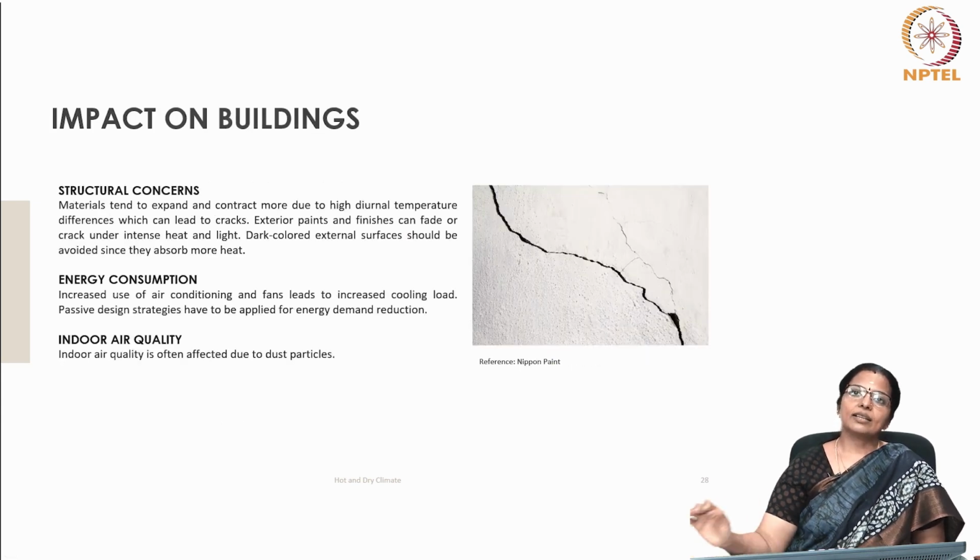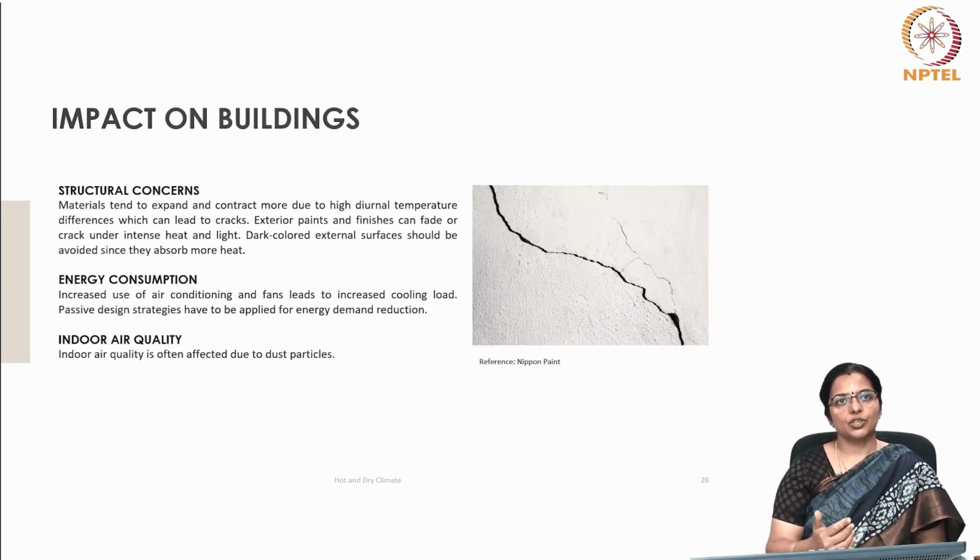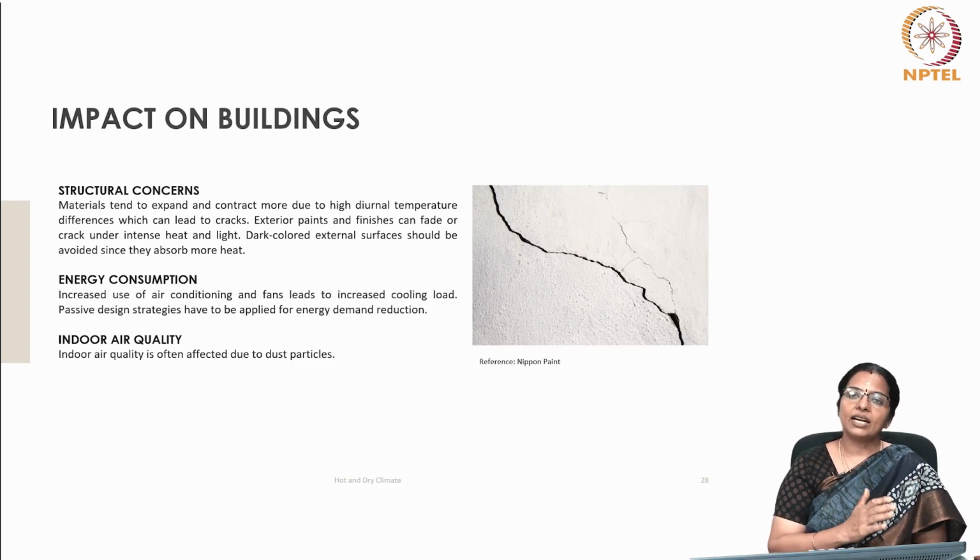If we look at the impact on buildings, the first is the structural concern. These materials tend to expand and contract more due to high diurnal temperature differences, and this can lead to cracks. Exterior paints and finishes can fade or crack under intense heat and light. Dark colored external surfaces should be avoided since they absorb more heat.